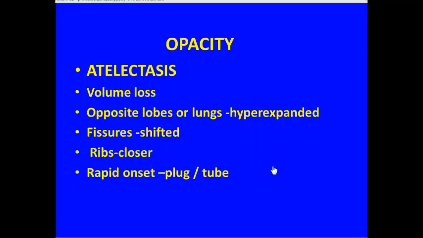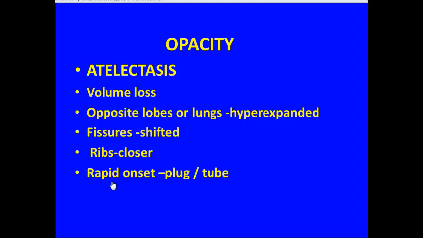So if we think about opacity, we can also think about atelectasis, and it can look a lot like consolidation, but the hallmark of atelectasis is going to be volume loss. There's going to be decreased volume in that lobe or segment, and the decreased volume is because the lobe or segment is airless now, as opposed to being filled up with some infiltrate or some sort of pneumonic process or fluid. And so what we'll see is the opposite lobes will compensate and become hyperexpanded, and the fissures will shift. The mediastinum may shift. One side may shift completely over to the other side. And if we look hard, we can sometimes see the ribs are closer on the atelectatic side and perhaps spaced out a little bit more on the hyperexpanded side.